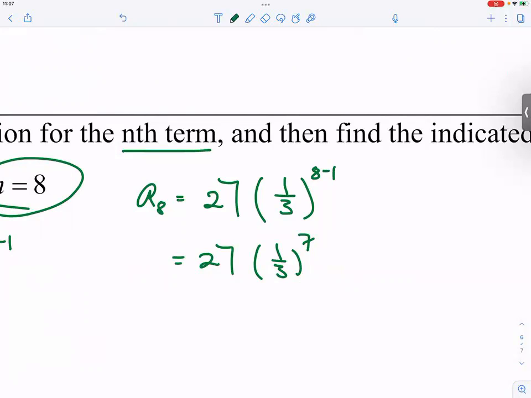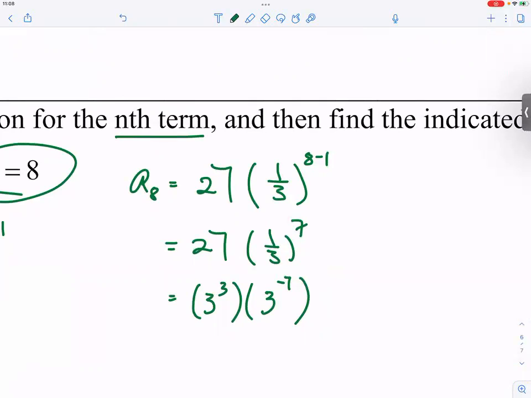And number 3. What's 27? 3 cubed, right? What's 1/3 to the 7th power? It's 3 to the -7th power. What do we do with the exponents here? We add the exponents together. So that means you have 3 to the -4 power, which is equal to 1/81.